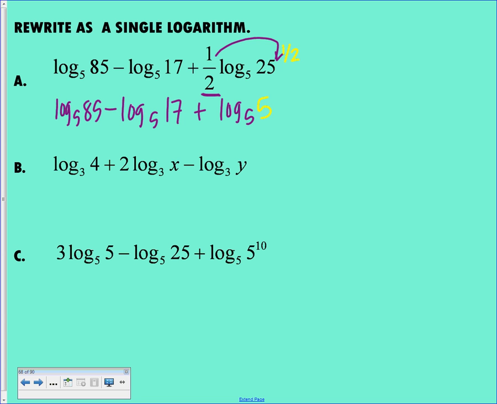So the first thing: take the power, move it to the back as an exponent, and then make that a 5. Now we're going to move from left to right. The first thing I'm going to look at is these two, and it's being subtracted, which means I'm going to divide. So the next thing is log base 5 of 85 divided by 17, and then I'll have my log base 5 of 5. 85 divided by 17 is going to give me 5.